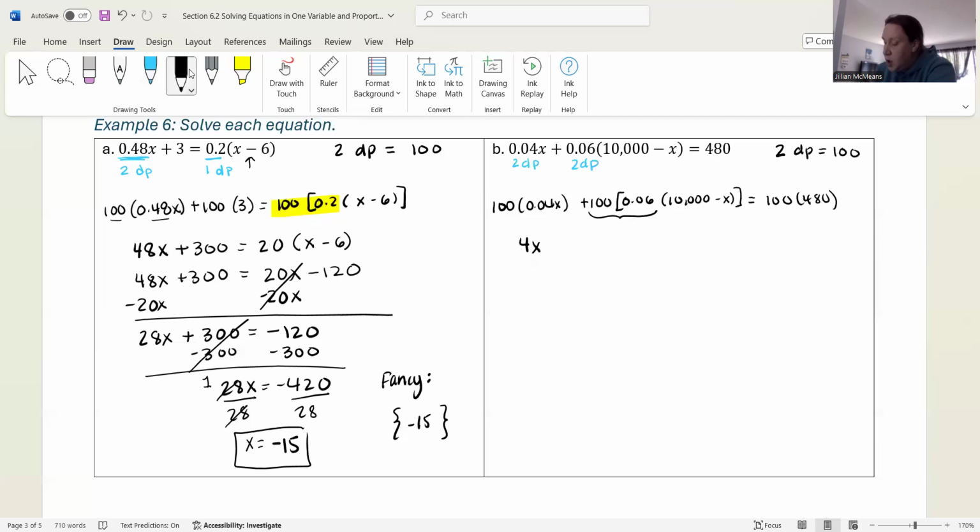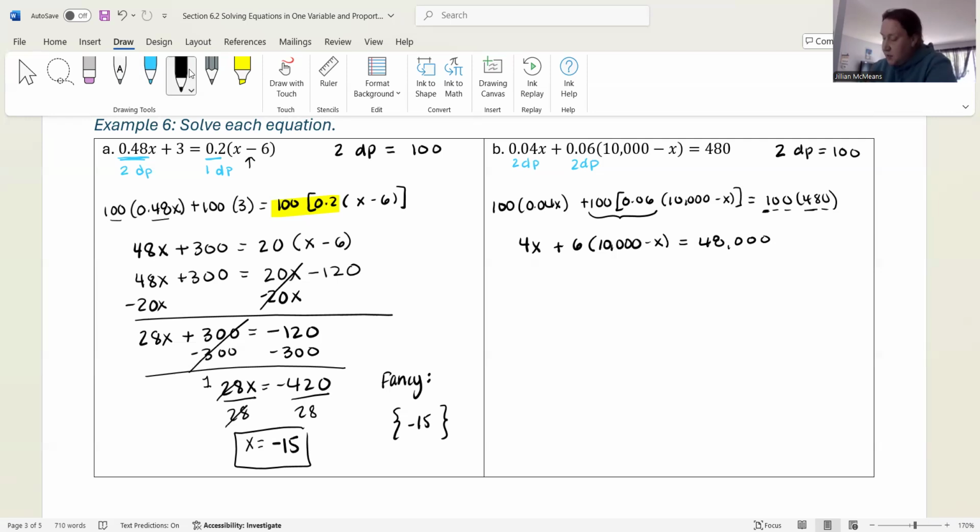I'm so sorry. 100 times 0.06. Well, the 100 allows me to move my decimal 2 times to the right, which makes that plus 6. And then in parentheses, 10,000 minus x. We'll distribute the 6 in just a bit. And then 100 times 48. Here's a trick. You take the 1 and you multiply it by the 48. That's just 48. And then you add the zeros. How many zeros do we have? We have 1, 2, 3. So we add 3 zeros here. Okay? So now we have an equation that's just kind of easier to look at. It's easier to work with.